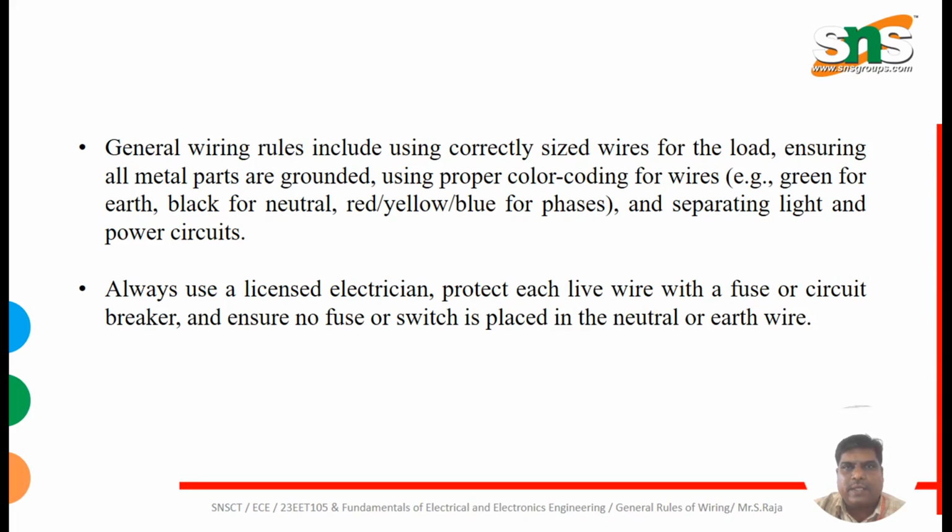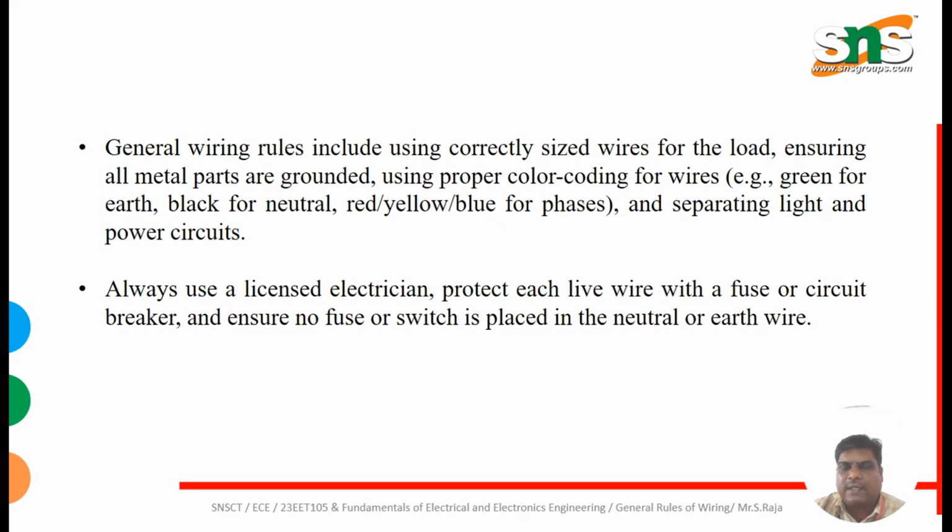General wiring rules include using correctly sized wires for the load, ensuring all metal parts are grounded, using proper color coding for wires, for example green for earth, black for neutral, and red, yellow, blue for phases, and separating light and power circuits. Always use a licensed electrician. Protect each live wire with a fuse or circuit breaker and ensure no fuse or switch is placed in the neutral or earth wire.